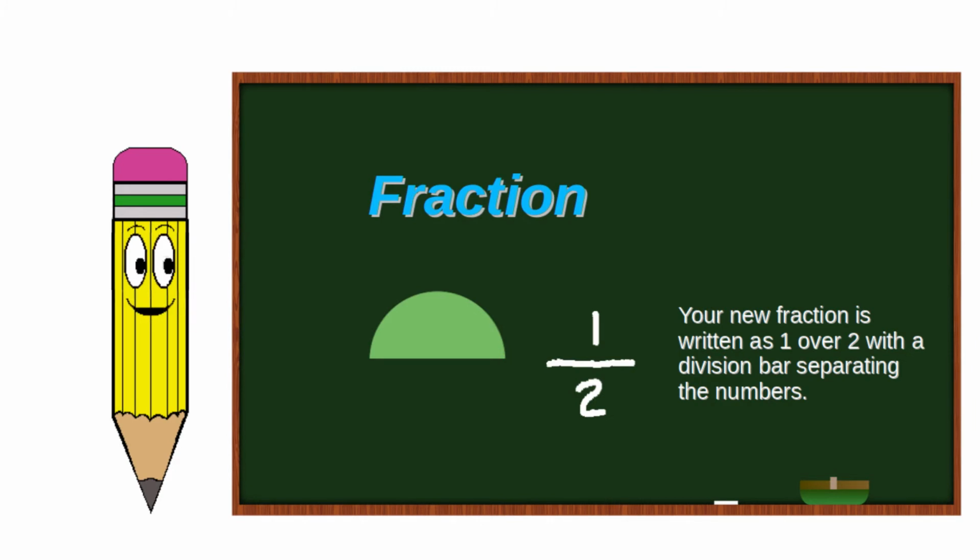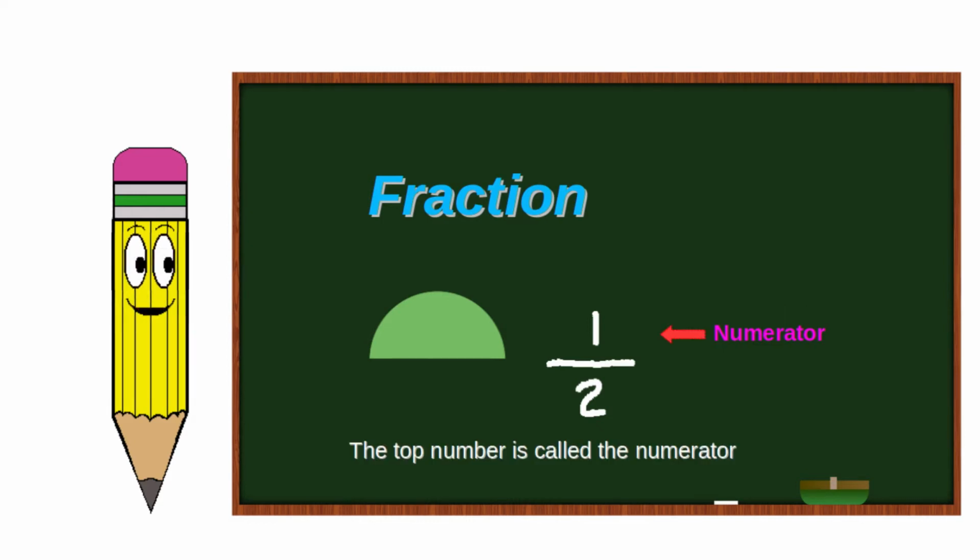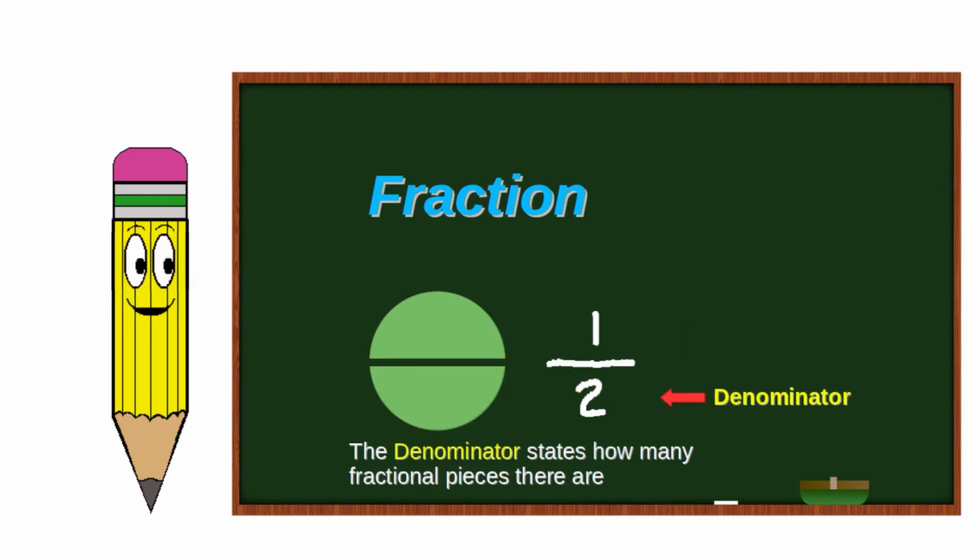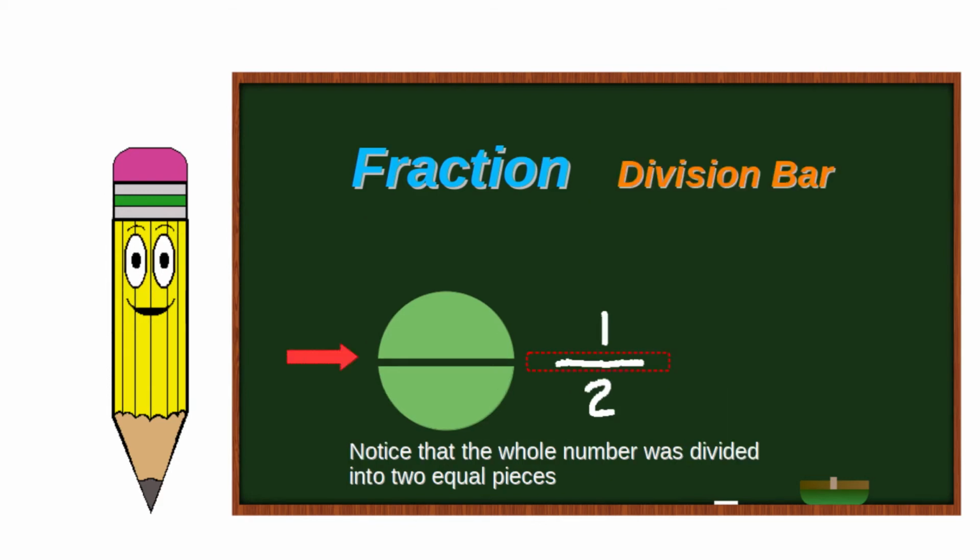Your new fraction is written as 1 over 2 with a division bar separating the numbers. The top number is called the numerator. The numerator states the quantity of equal fractions. The denominator states how many fractional pieces there are. Notice that the whole number was divided into 2 equal pieces.